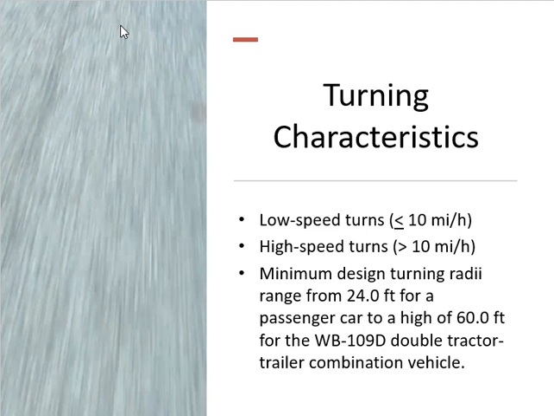Now turning characteristics can be divided into two types: low speed turns and high speed turns. The limit between them is 10 miles per hour. Anything less than or equal to 10 miles per hour is considered low speed. Anything more than that is considered high speed. Now, what's the difference between them? When the vehicle is moving, there are certain external forces acting on the vehicle, right?